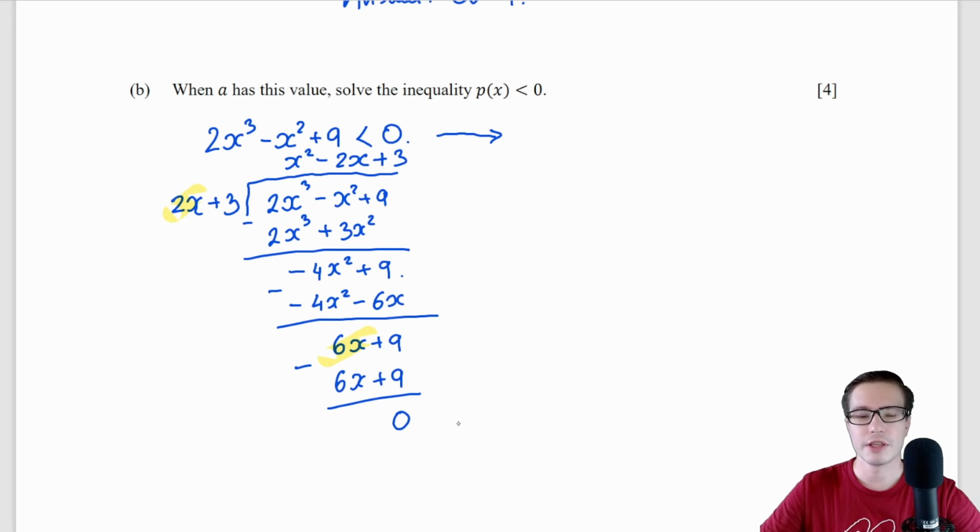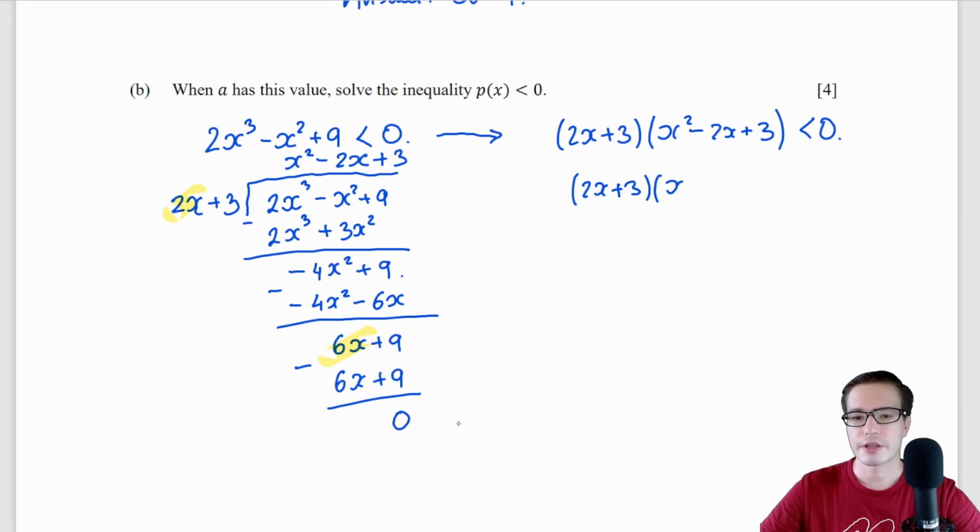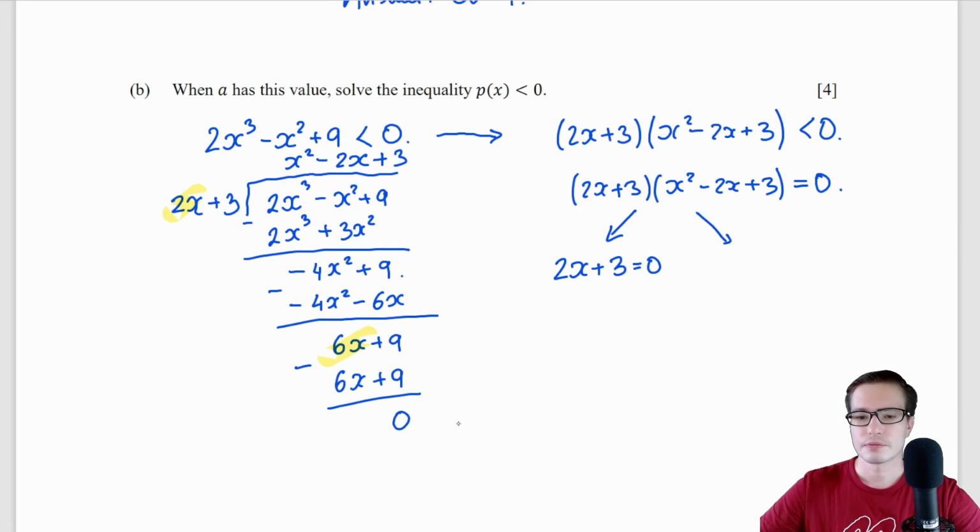So that means our inequality can be written as 2x plus 3 times x squared minus 2x plus 3 less than 0. And to begin with, I will try to solve the equation 2x plus 3 times x squared minus 2x plus 3 equals 0. Split it into 2: 2x plus 3 equals 0, or x squared minus 2x plus 3 equals 0.